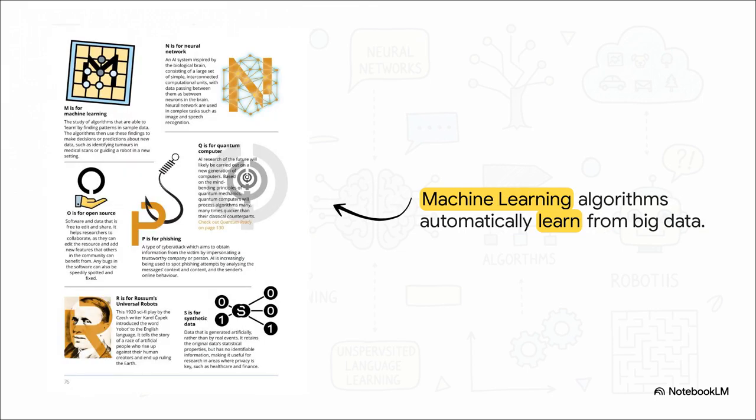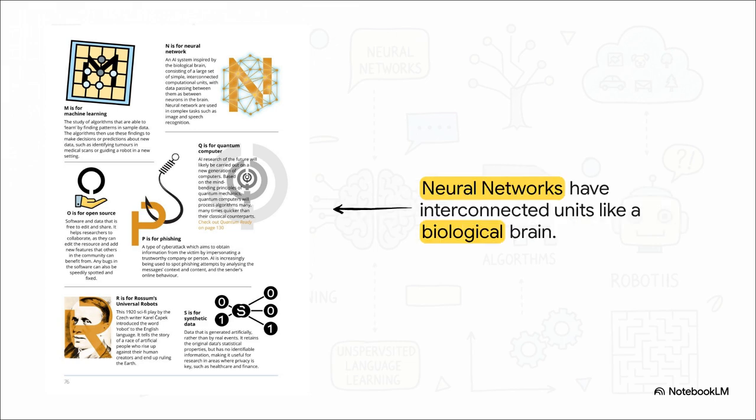Zooming out quickly to M, all of this text prediction and image recognition and generative power is driven by machine learning. This is the core study of algorithms that can automatically learn from sample data. Instead of explicit human programming dictating every single rule, machine learning algorithms identify patterns on their own and improve their predictions with minimal human intervention. And where does that machine learning actually happen? It happens in N, neural networks.